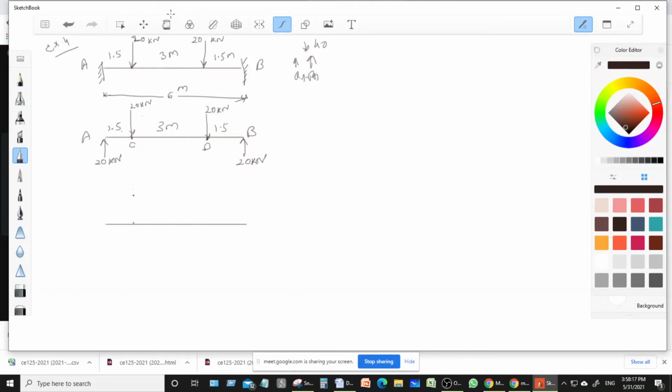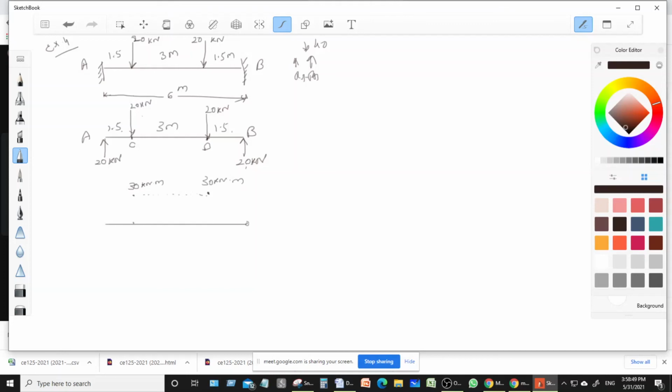So at the point C, your coordinate will be 30 kilonewton into meter. At the same time, you hide the AD portion, and you just look at the right hand side portion, that is DB. So here again, due to this reaction, it is 20 into 1.5. So again at the D point, you will have the coordinate that is equal to 30 kilonewton into meter.